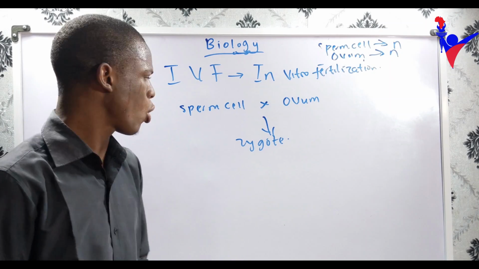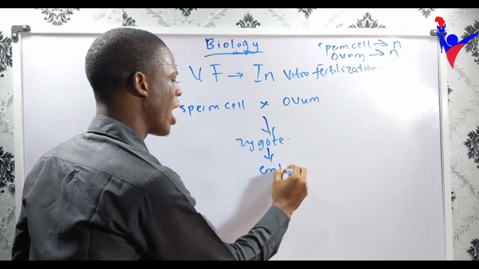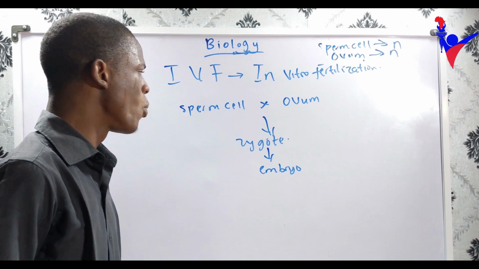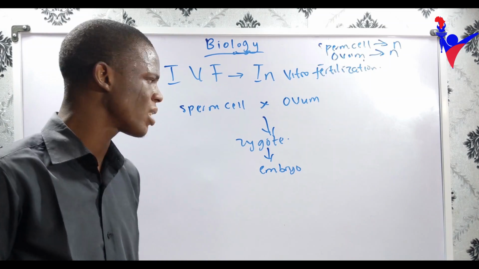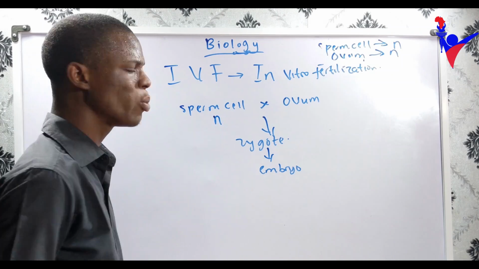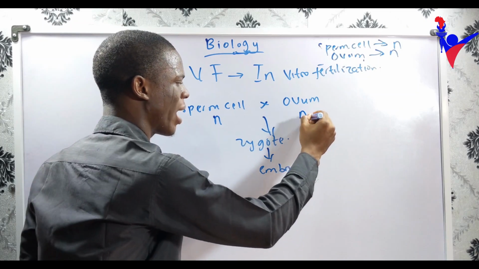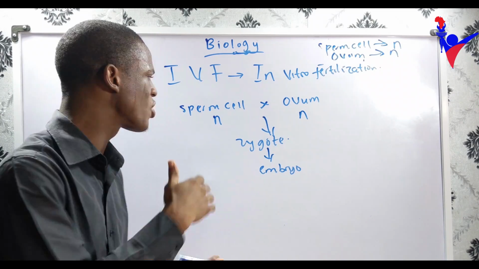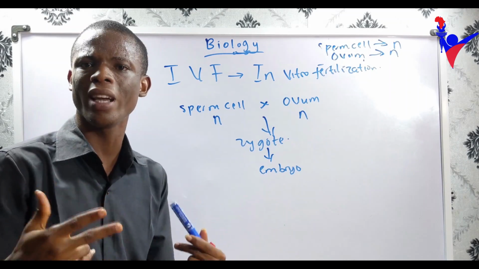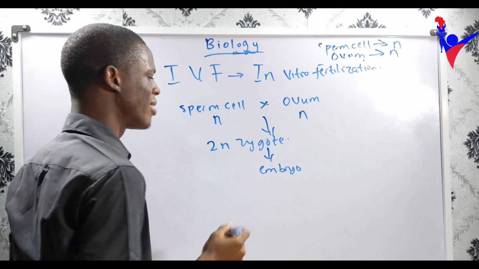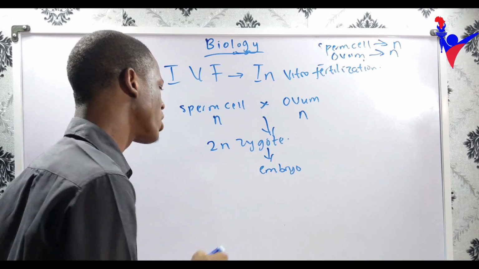So this zygote develops into what we know as an embryo. And mind you, we've previously identified that a sperm cell has a haploid number of chromosomes, which is represented by N, and an ovum also has a haploid number of chromosomes, which is also represented by N. The coming together of the sperm cell and the ovum gives us a zygote. The N and N fuse together to give us a 2N zygote.